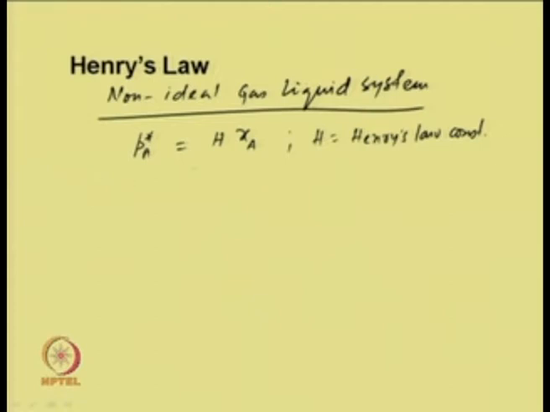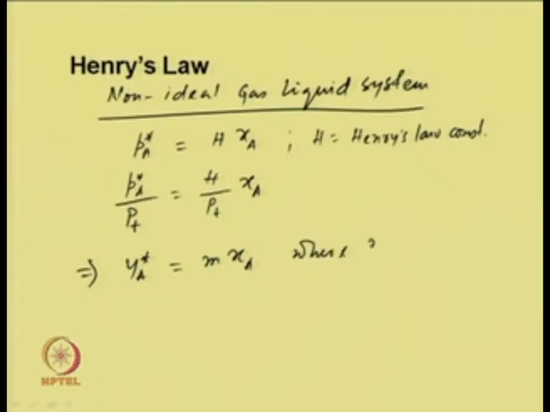And then if we divide these equations by P T, P A star by P T, where P T is the total pressure, is equal to H by P T x A. So, this is Y A star is equal to M x A, where M is equal to H by P T, and P T is the total pressure. So, this is another form of Henry's law.